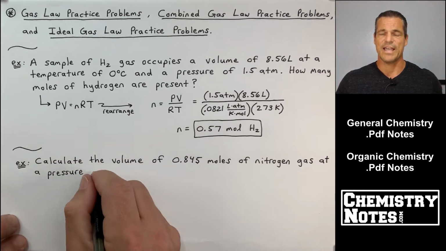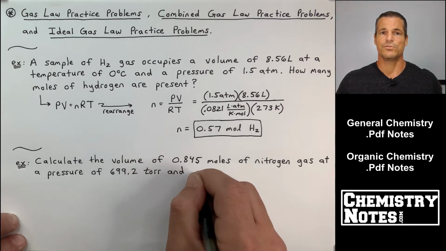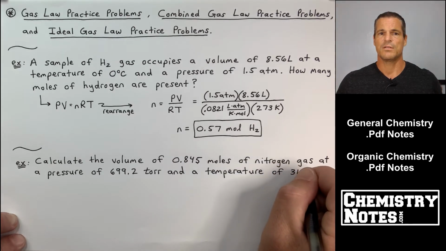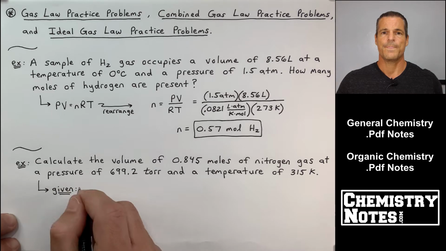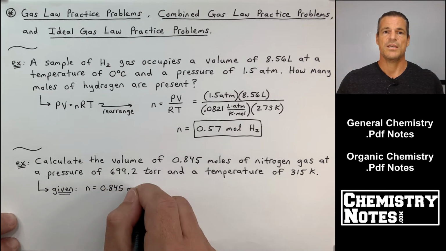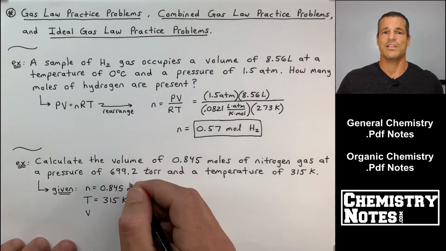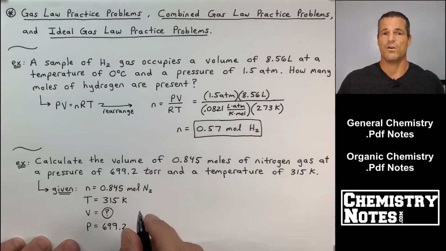So the second example here on page 1 of our notes says, calculate the volume of 0.845 moles of nitrogen gas at a pressure of 699.2 torr and a temperature of 315 Kelvin. So we want to find V, volume. We're given moles, we have a pressure P, and we have a temperature T. So I'm just going to make a list here of everything that I was given, and you see that the one that we're missing is volume.